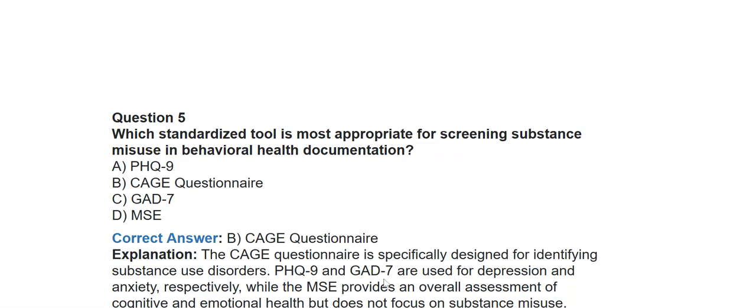PHQ-9 and GAD-7 are used for depression and anxiety, respectively, while the MSE provides an overall assessment of cognitive and emotional health, but does not focus on substance misuse.